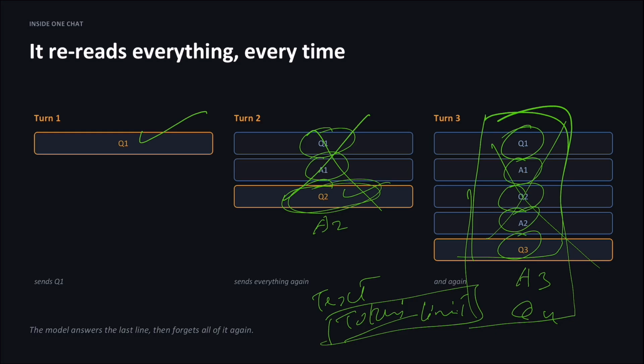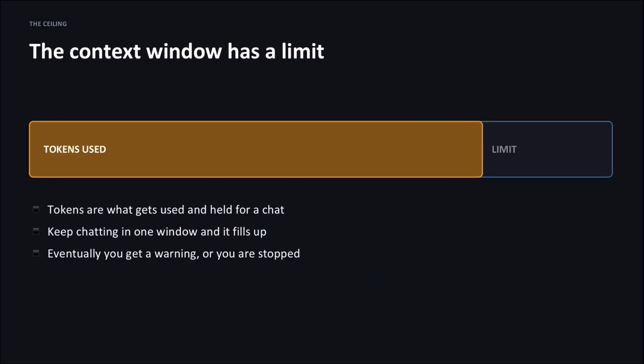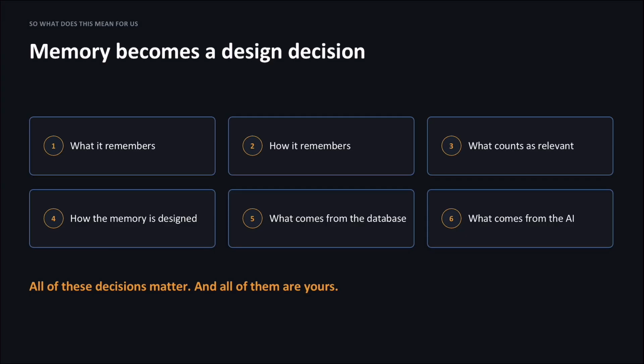We are talking in terms of questions and answers, but it depends upon the use case you're trying to build. The context window has a ceiling, a limit. As I told you, tokens are what get used and held for a chat. Keep chatting in one window and it fills up. Eventually you get a warning or you are stopped. So what does this mean for us? The concept of tokens and the limits: memory becomes a design decision.